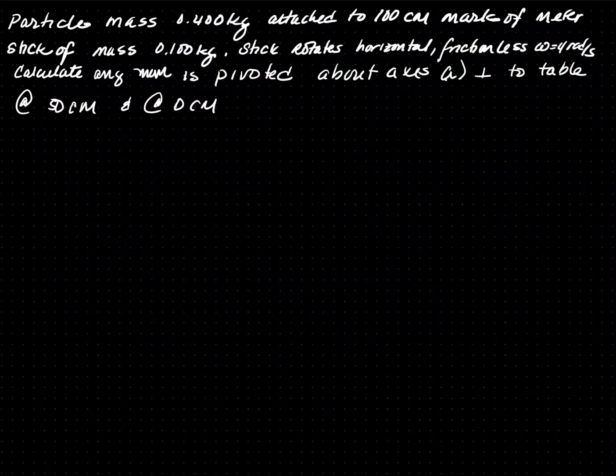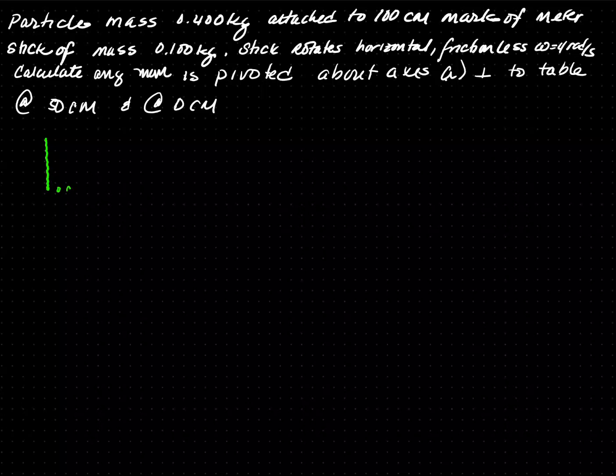So in this problem, we have a particle mass that is 0.4 kilogram attached to a meter stick at one end and is being rotated. We are calculating the angular momentum at the pivot point when it is at the 50 centimeter mark and 0. So if I draw this meter stick as a top view, the bottom I'm going to label as 0 centimeter. The mass is attached at the 100 centimeters, and that means we know that it's being pivoted during the 50 centimeters. So L is equal to I omega.